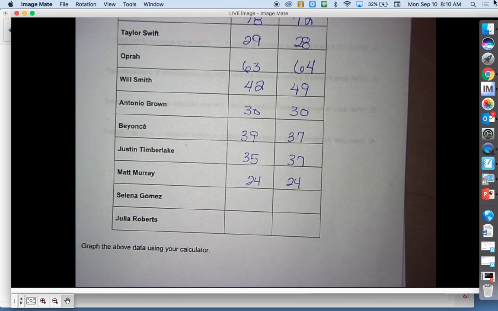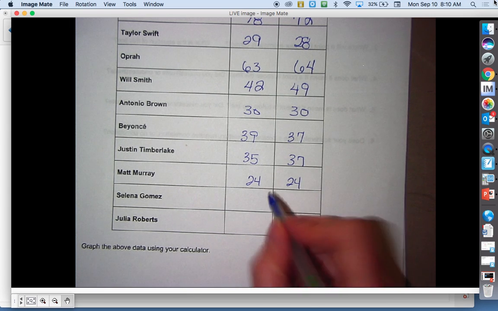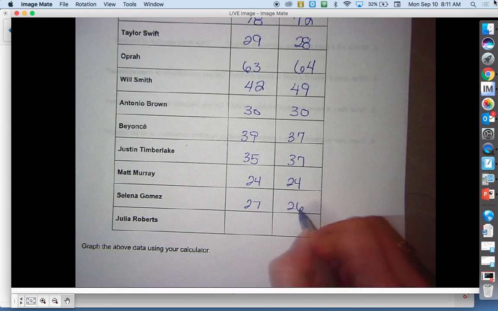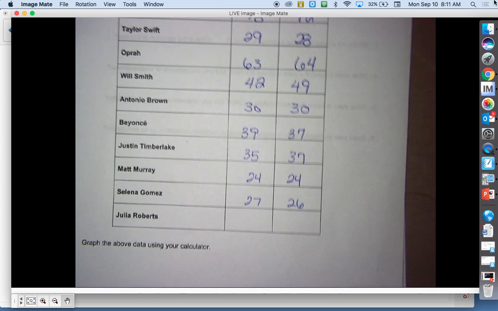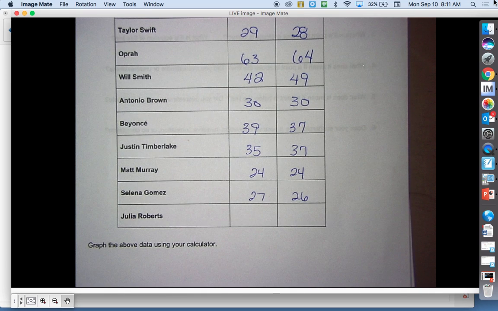Selena Gomez, how old is she? Maddie, what did you say for Selena Gomez? 27, not bad. She's only 26. That's a pretty good guess. Her birthday's July 22nd. And then the last one I have on here is Julia Roberts.